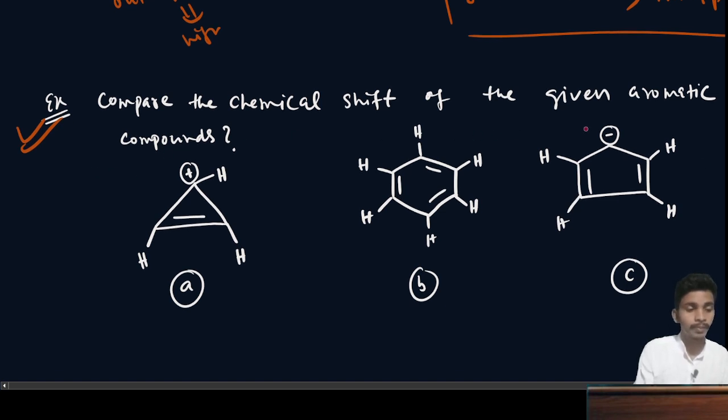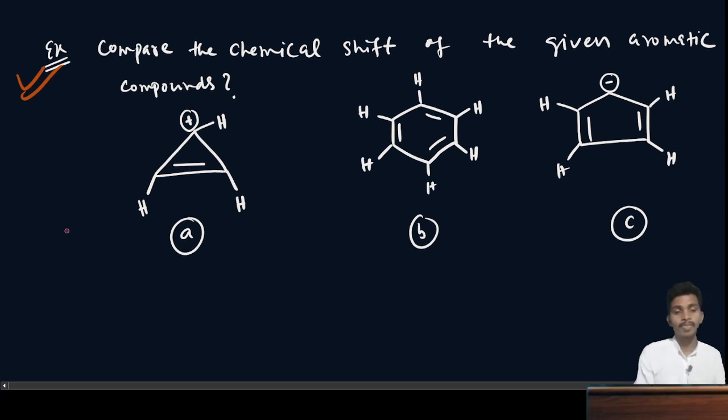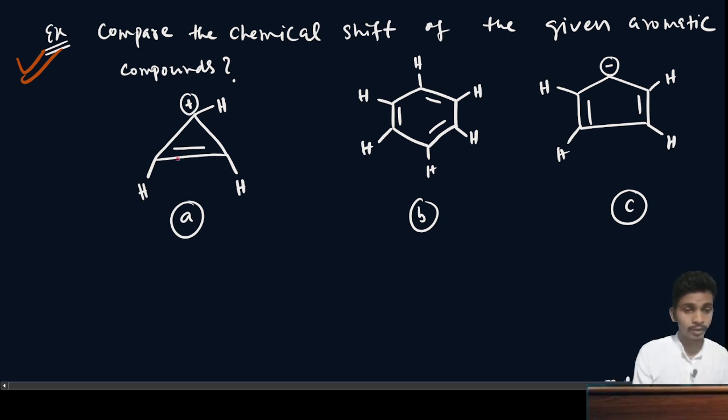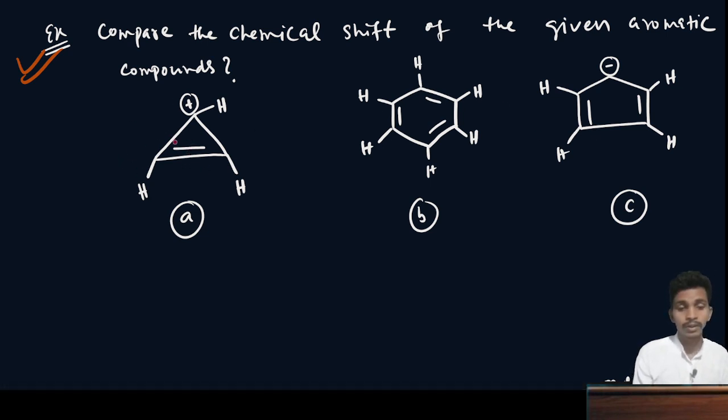Here we compare the chemical shift of the given aromatic compounds. For this type of question, we have to count the pi electron density. First we check whether it is aromatic or not. Here all the conditions of an aromatic system are followed: all are sp2, it is cyclic, and conjugation is there, so all are satisfied. Now we count the number of pi bonds. This is 1, so the count is odd, so this is aromatic.